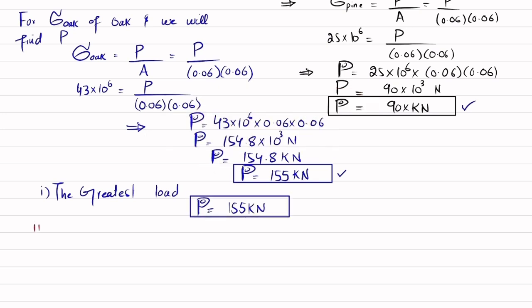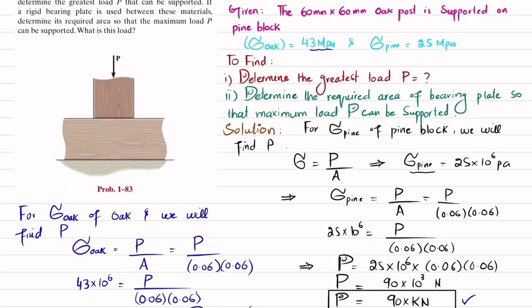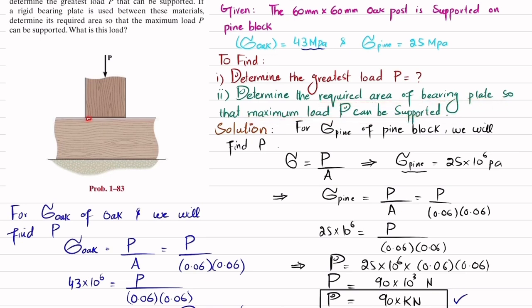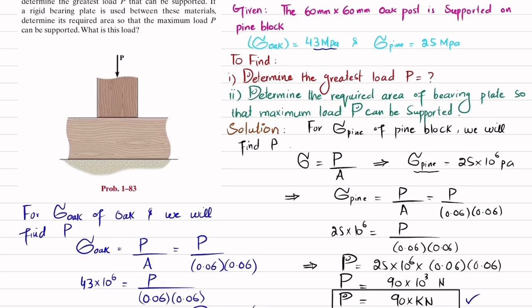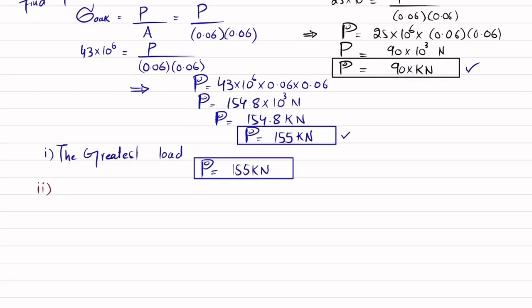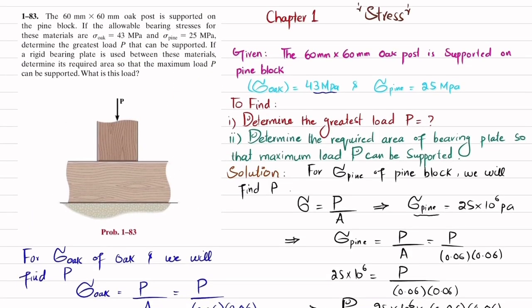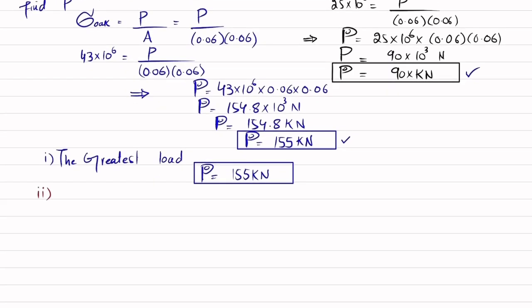Now we will move towards the second part, and in the second part, it has been asked to find the required bearing area of the bearing plate so that the maximum load P can be applied. So if a bearing plate is incorporated in between these two wooden pieces, what will be its bearing area? You can take this maximum load P, because it is given as the maximum load P. We know that stress is equal to load or force per unit area. So we will calculate this area of the plate based on the strength of pine.